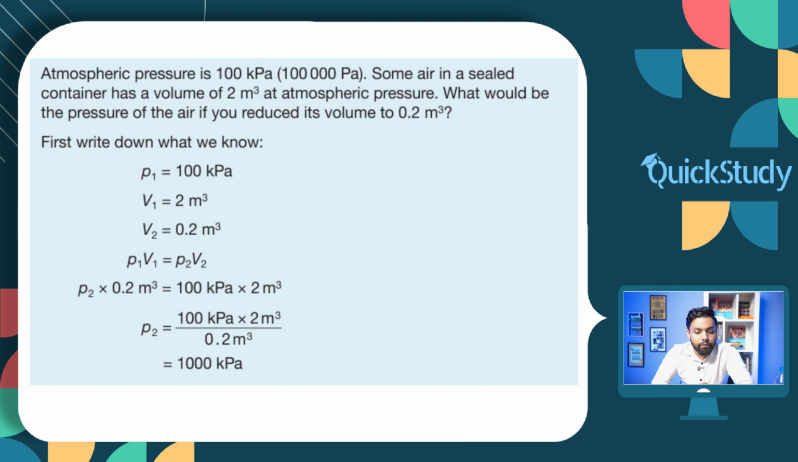If we do the triangle method, it would be P2 multiplied by 0.2 is equal to 100 kilopascals multiplied by 2 m³. So the final pressure would be equal to 100 kilopascals multiplied by 2 m³ divided by 0.2. The answer would come out as 1000 kilopascals.